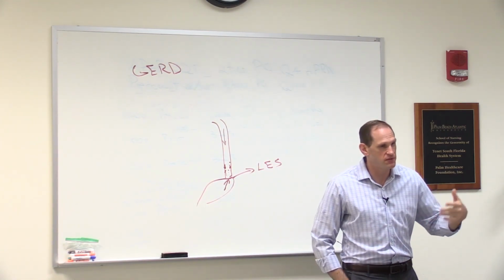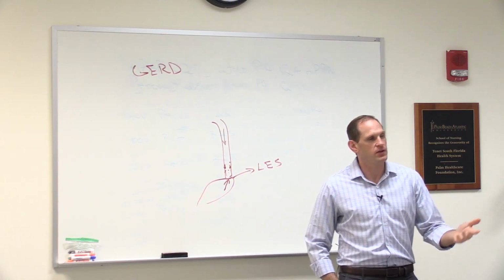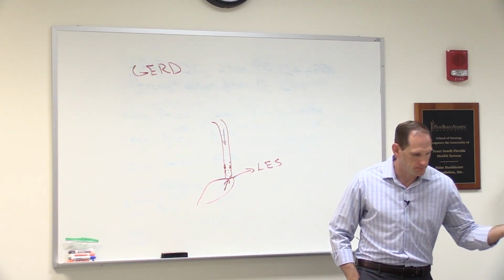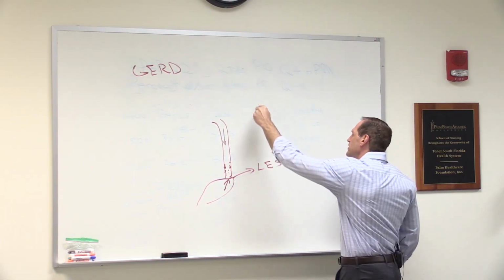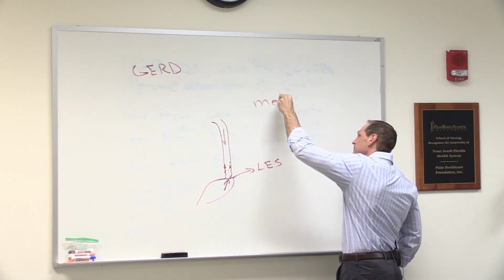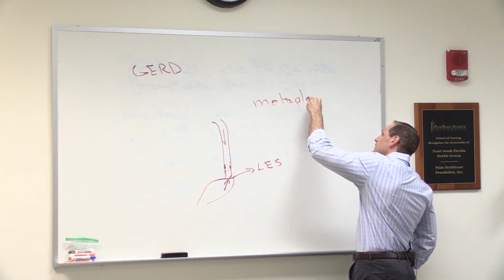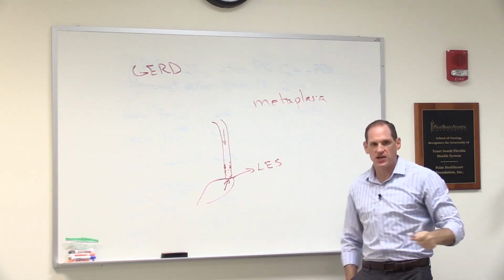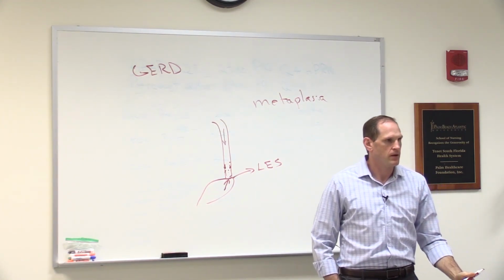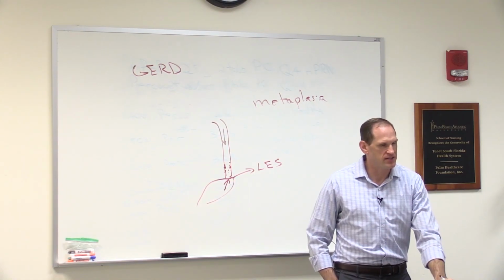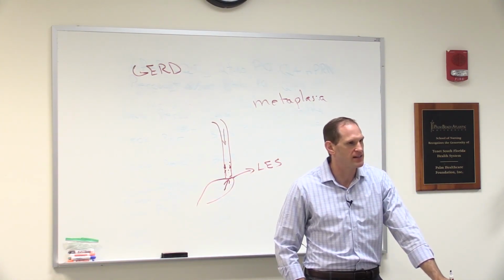Now, in its most severe form, GERD can lead to a metaplasia. Do you guys remember what a metaplasia is? You probably never learned it. So a metaplasia is when a cell differentiates differently than expected. So it's not necessarily an abnormal cell for your body, but it doesn't belong in that spot.